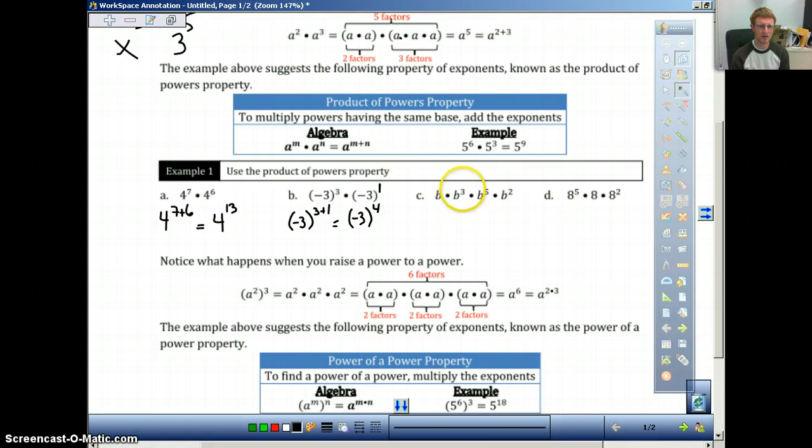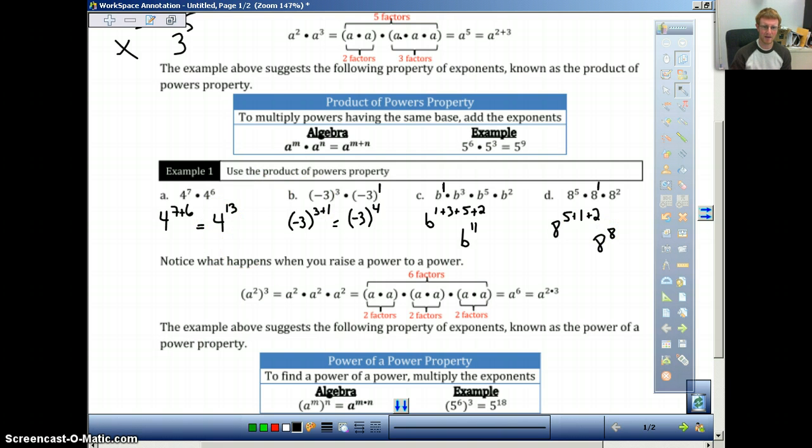Next one, we have b to the 3rd, b to the 5th, b to the 2nd. Again, recall that this will be 1. So this will end up being b to the 1 plus 3 plus 5 plus 2. So you add those all up, and you get 11. So we have b to the 11th power. And then this last one, again, we go through the same thing. It doesn't matter whether it's a letter or a number. As long as the bases are the same, it's going to be the same concept. So this will be 8 to the 5 plus 1 plus 2. So we have 8 to the 8th power.